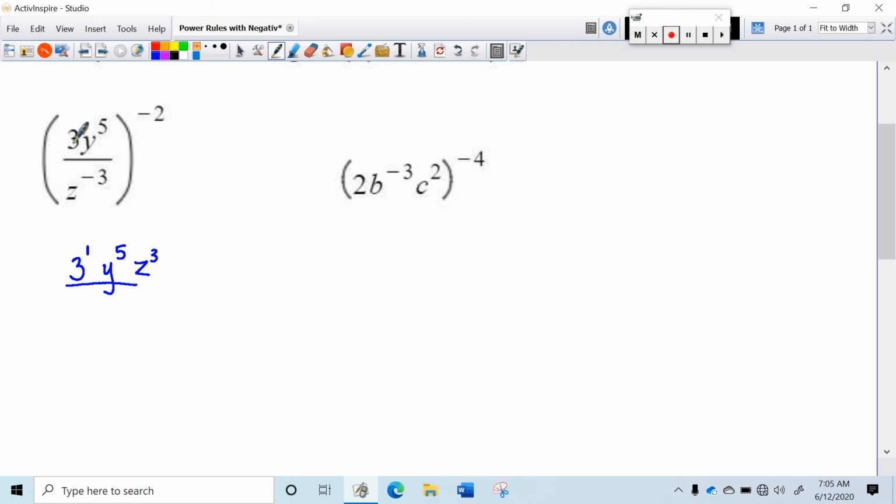Now that I have gotten rid of the negative exponents inside the parentheses, as you notice at this point, we don't have anything in the denominator.